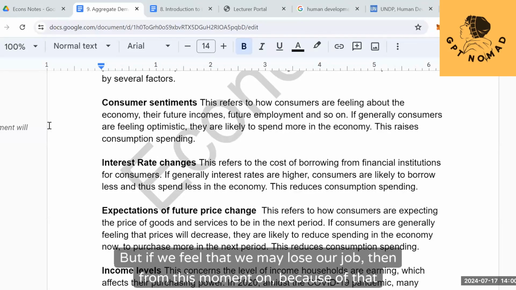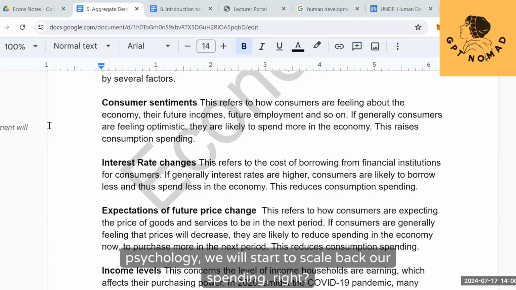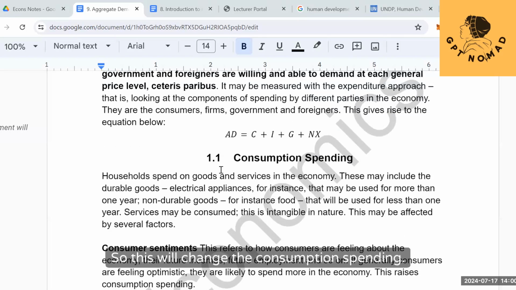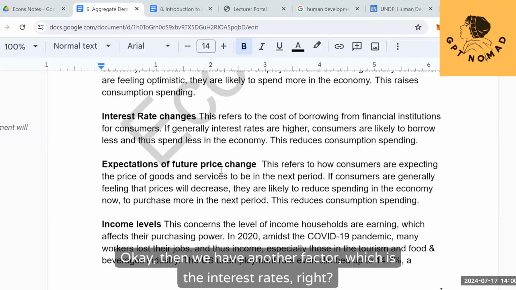But if we feel that we may lose our job, then from this moment on, because of that psychology, we will start to scale back our spending, right? So this will change the consumption spending. Okay, then we have another factor, which is the interest rates, right?